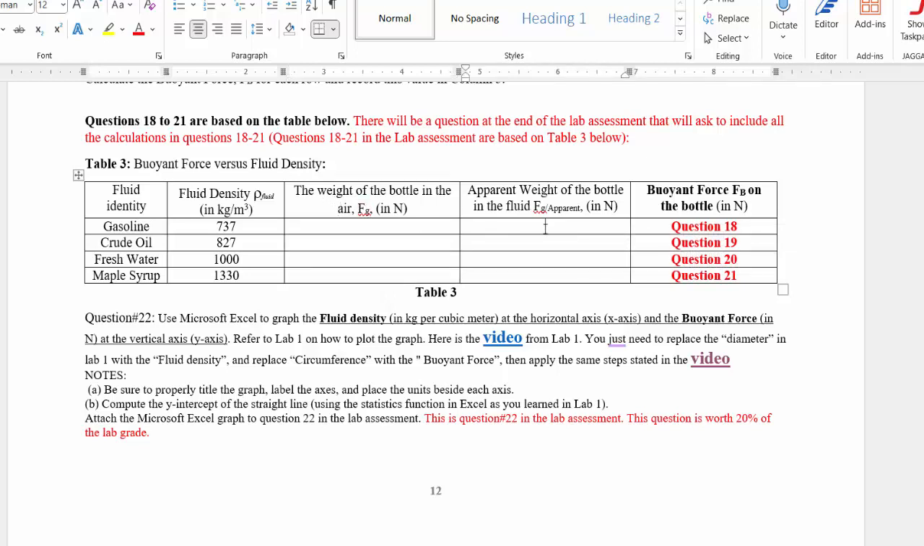And then when we submerge it in the liquid, we need to record the apparent weight of the bottle in the liquid. The apparent weight will decrease due to the buoyant force that is opposing the force of gravity inside the fluid. And then we'll need to find the buoyant force. So I'm going to show you how to find each one of those 3 columns, 3, 4, and 5.